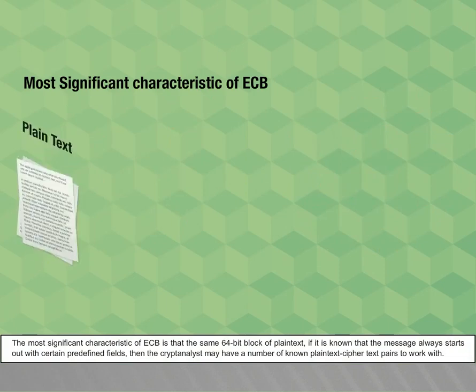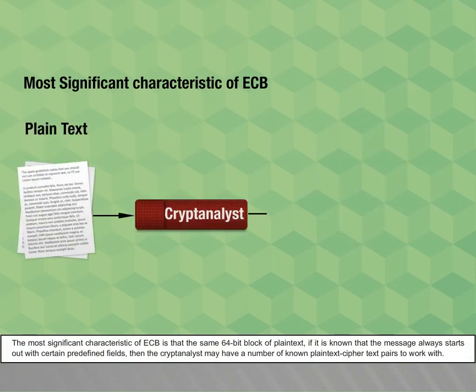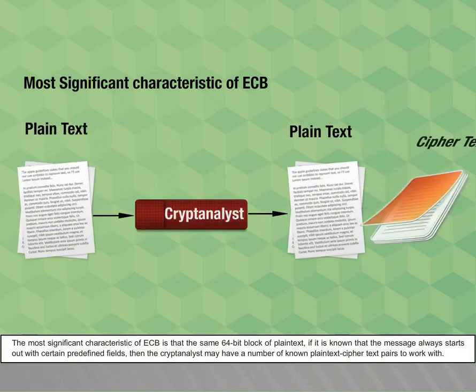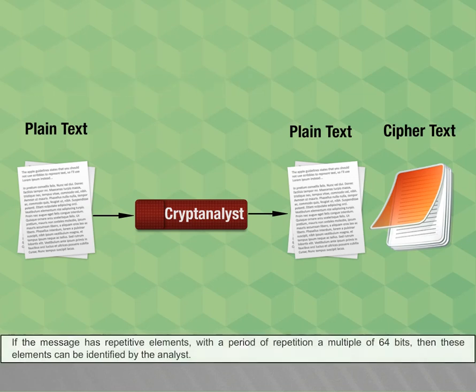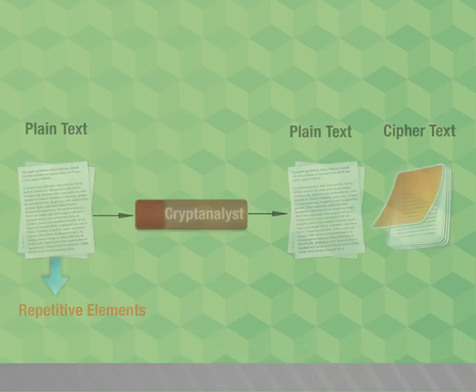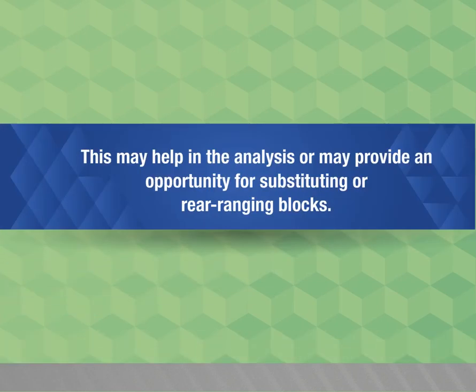The most significant characteristic of ECB is that the same 64-bit block of plaintext, if it appears more than once in the message, always produces the same ciphertext. If it is known that the message always starts out with certain predefined fields, then the cryptanalyst may have a number of known plaintext ciphertext pairs to work with. If the message has repetitive elements with a period of repetition of multiple of 64 bits, then these elements can be identified by the analyst. This may help in the analysis or may provide an opportunity for substituting or rearranging blocks.